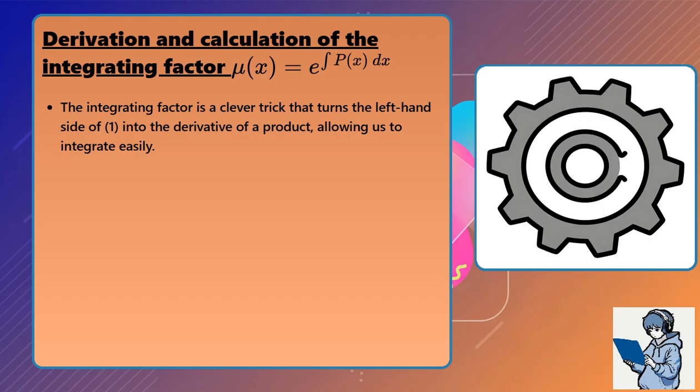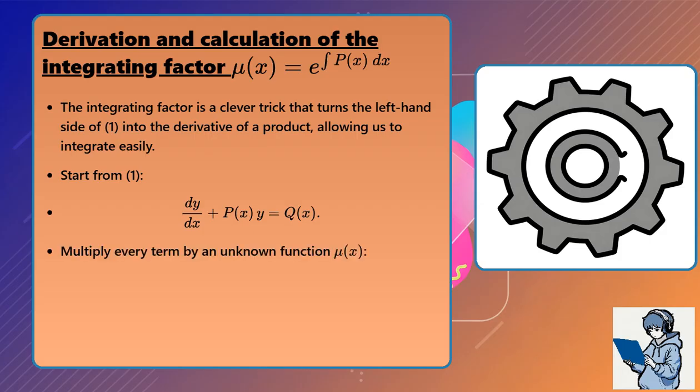The integrating factor is a clever trick that turns the left-hand side of equation 1 into the derivative of a product, allowing us to integrate easily. Start from 1: dy/dx + p(x)y = q(x). Multiply every term by an unknown function mu(x): mu(x) dy/dx + mu(x)p(x)y = mu(x)q(x).